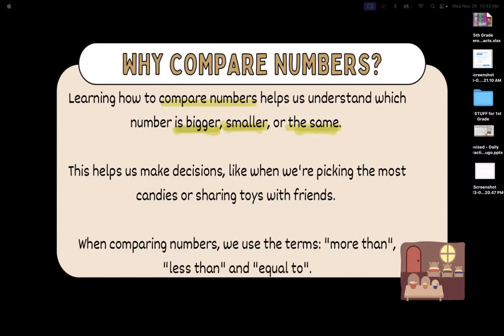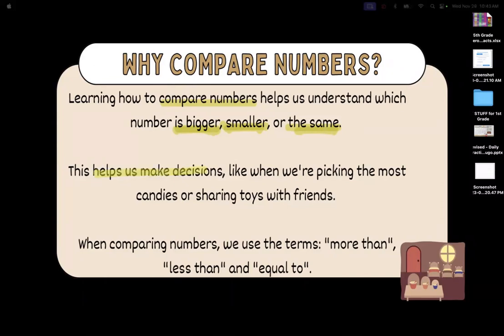The number is bigger, smaller, and just the same. So I want you to be thinking about Goldilocks and the Three Bears, right? When she walks into the house, she finds the biggest chair, the smaller chair, and then the chair that's just right. That's how we're going to compare numbers.